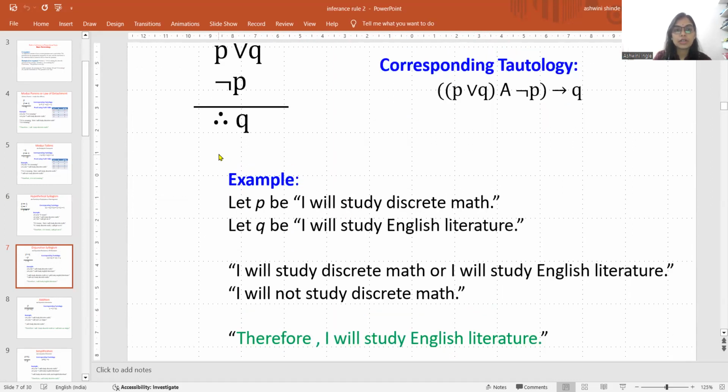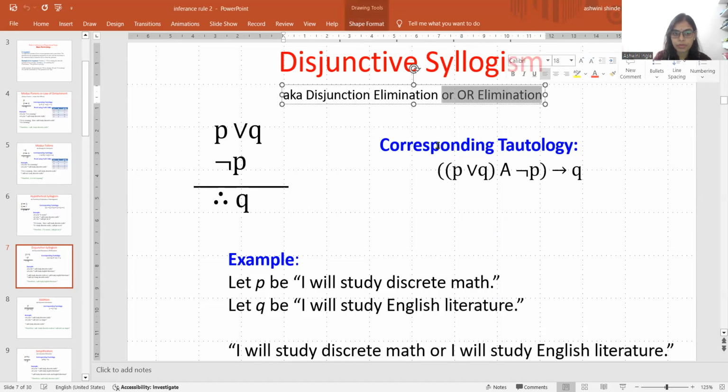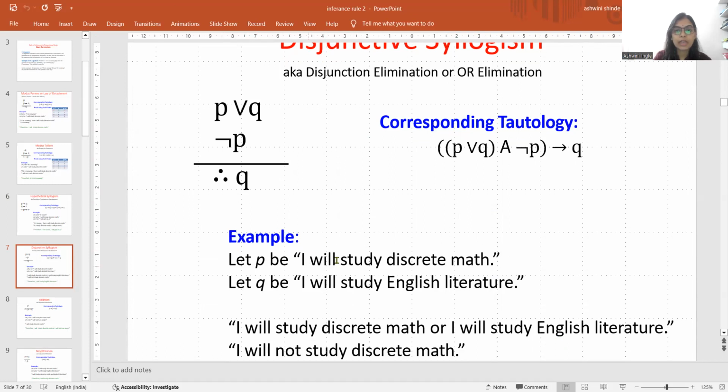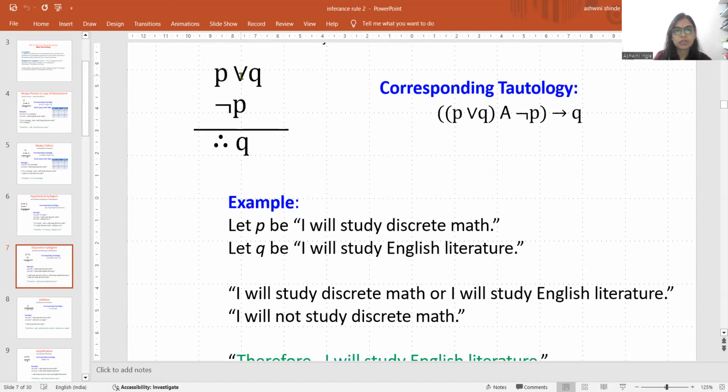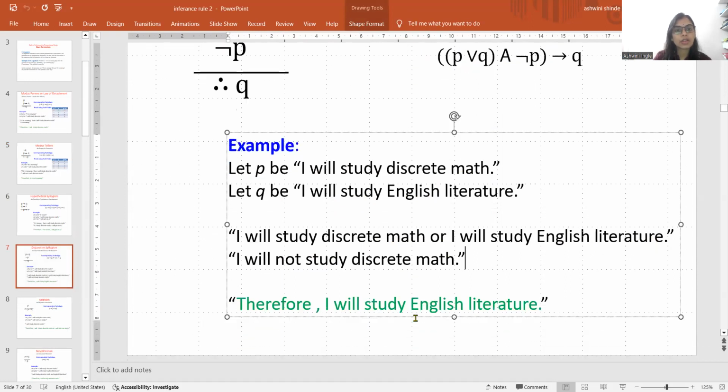Here there are different premises. P means I will study discrete math. We use the or connective here, because this is disjunctive syllogism, or you can say or elimination. So for P or Q, we use the or connective. P, I will study discrete math, and Q, I will study English literature. So your first premise is I will study discrete math or I will study English literature. When I will not study discrete math, your conclusion becomes I will study English literature.